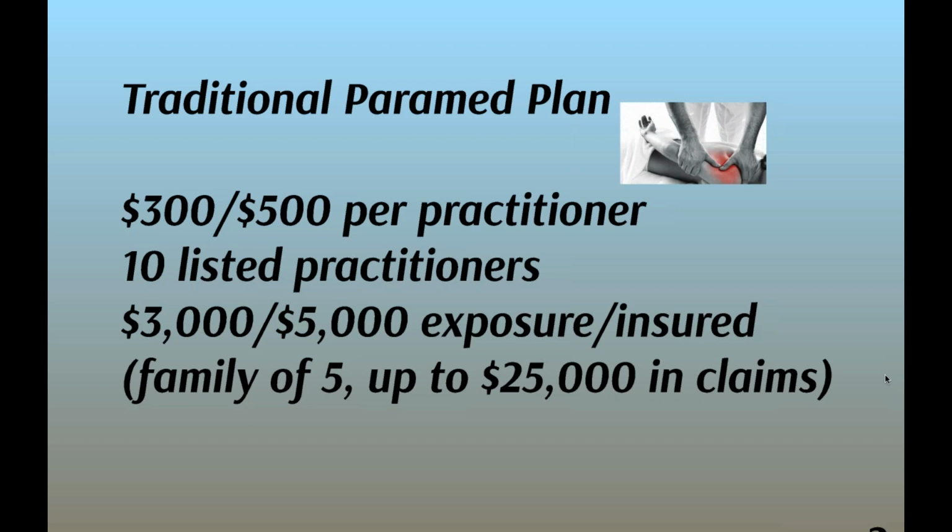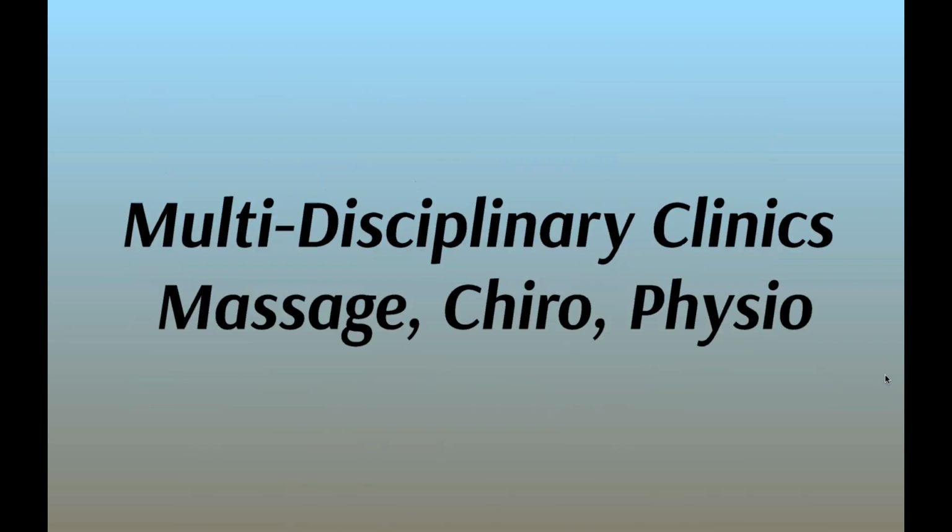So with a traditional paramedical plan, there's some pretty significant exposure. This isn't necessarily a kaboom like our drug plan example that we used, but this is a pretty big and significant expense. All of a sudden, you've got 10 listed practitioners, and in your family of 5, you could have up to $25,000 in claims. Well, how does this happen?